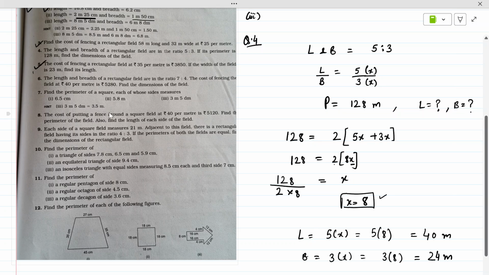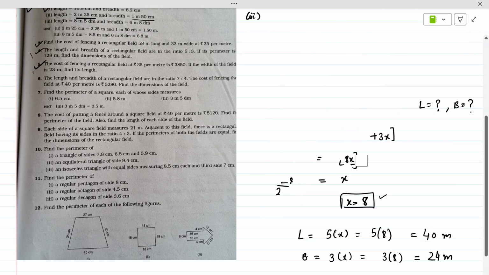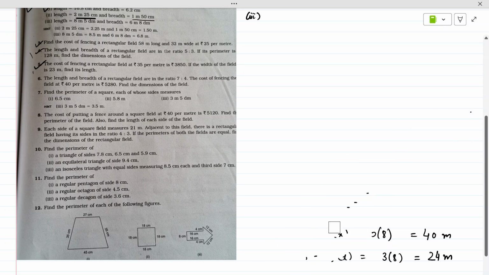Now, coming to the next one. We have done the fourth one. I'm picking the fifth. The cost of fencing a rectangular field at rupees 35 per meter is this one. If the width of the field is 23, find the length. So kids, this is similar to what we have done above with a little change. So I am just giving you the hint and then you have to pick this question yourself. Okay. So let me do it here.